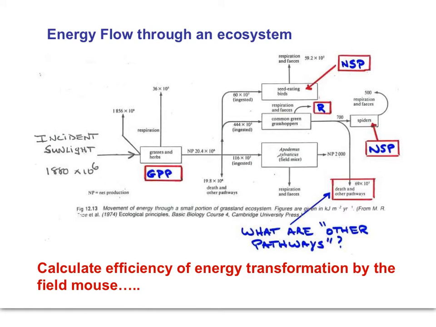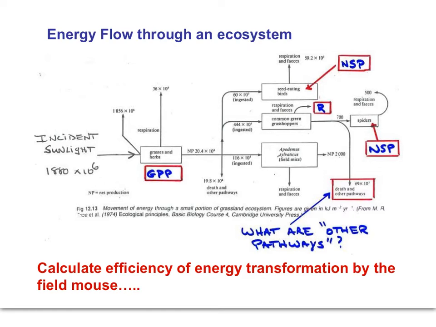You divide, multiply by 100, and you get a value of 2%. Of all the energy taken up by the field mouse, it stores only 2%. Now, the large difference in energy efficiency between the spider and the field mouse can be explained by differences in their respective levels of activity.